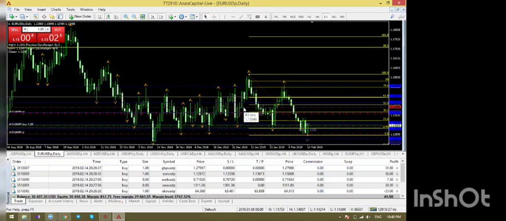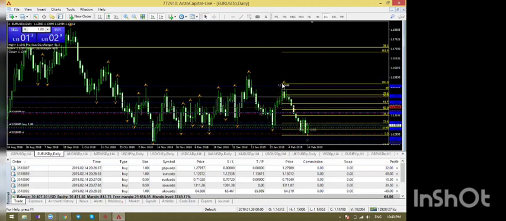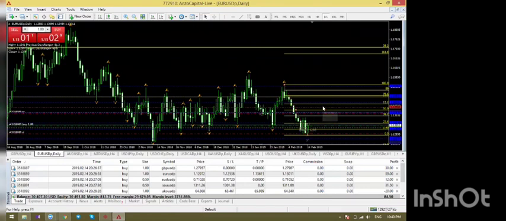The first thing you need to do is draw this Fibonacci, this partial Fibonacci. First draw this pivot, then draw both of them, and the last pivot too.